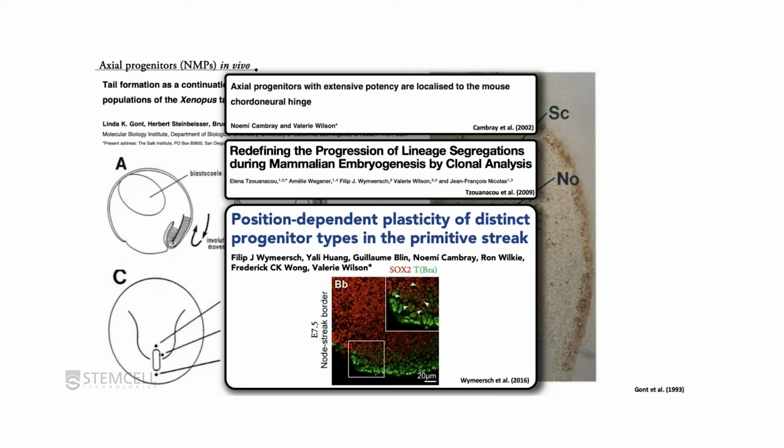I've highlighted this immunofluorescent image from their 2016 paper because it demonstrates an important characteristic of these axial progenitors, which is the co-expression of the neural gene SOX2 and the mesodermal gene brachyury, or T, in a heterogeneous manner.